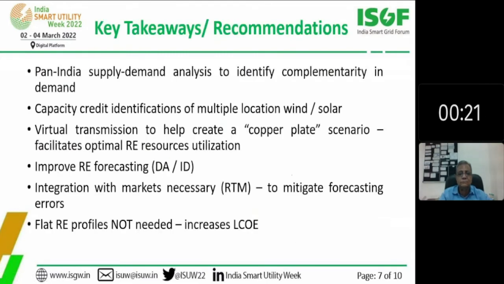So pan-India demand supply analysis to identify complementarity in demand has to be there. Capacity credit identifications for multiple locations, wind and solar, mapped with the pan-India supply demand analysis. Virtual transmission also will help create a copper plate kind of scenario, which will facilitate optimal RE sources utilization across geographies. Improving RE forecasting, both day-ahead and intraday, becomes very, very important. And now we should integrate the F&S, forecasting and scheduling of the RE, with the real-time market, which is not very much present right now.